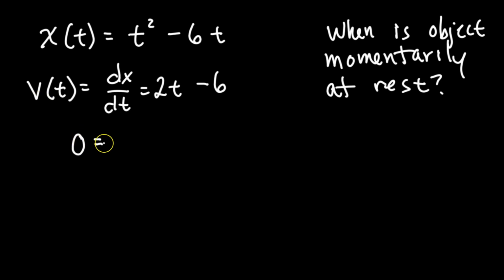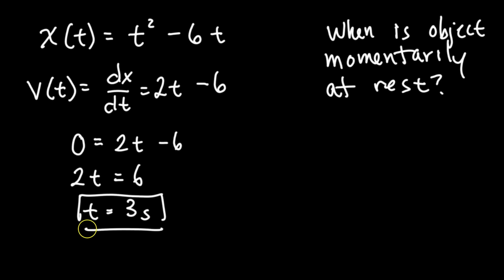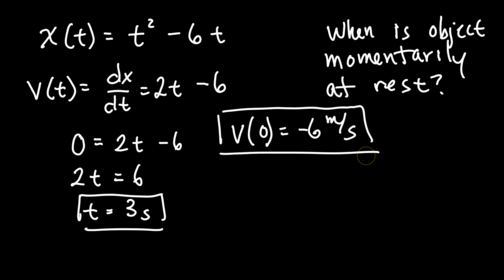To find when the object is momentarily at rest, we're going to substitute 0 for the velocity. So for an instant, the object is not moving, and so 0 is equal to 2t minus 6. So this means that 2t is equal to 6, and t is equal to 3 seconds. We can also find the initial velocity by plugging in 0 for t. And if we plug 0 for t, we get 2 times 0 is 0 minus 6, and we get negative 6 meters per second.